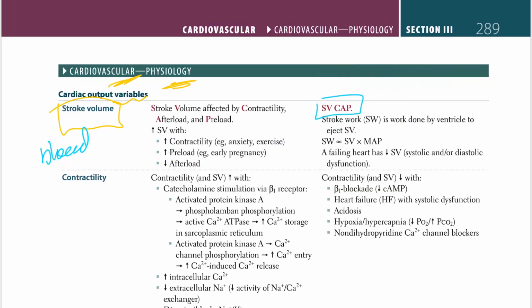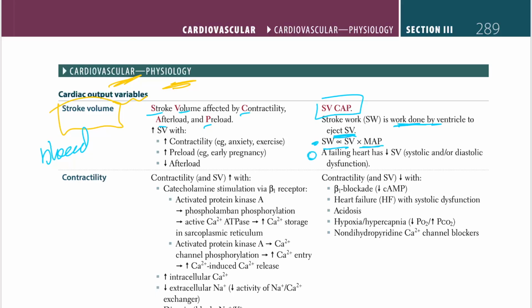Okay, looking on the right side, what do we have? SV CAP is a mnemonic. SV CAP basically says stroke volume is affected by contractility, afterload, preload. Okay, stroke work, SW, is the work done by the ventricle to eject stroke volume. Almost the same thing, just now it's the work. Stroke work is directly proportional to stroke volume times the mean arterial pressure, the MAP.